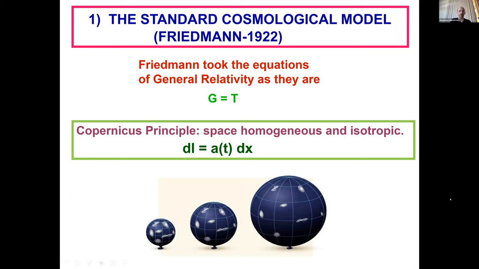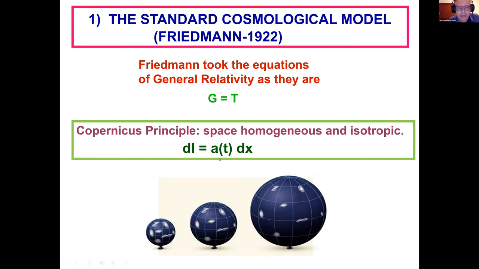Yes. So the Standard Cosmological Model started with Alexander Friedman with his model in 1922. What Friedman did, he took the equations of general relativity as they are, and the equation of general relativity just relates the geometry of space and time to the energy momentum tensor of all the fields that are there. And he took Einstein's equations, and with the so-called Copernicus principle, assuming that the spatial geometry should be homogeneous and isotropic, which in the beginning was just something to simplify the equations, but then it proved to be a good hint for the space geometry of the universe.